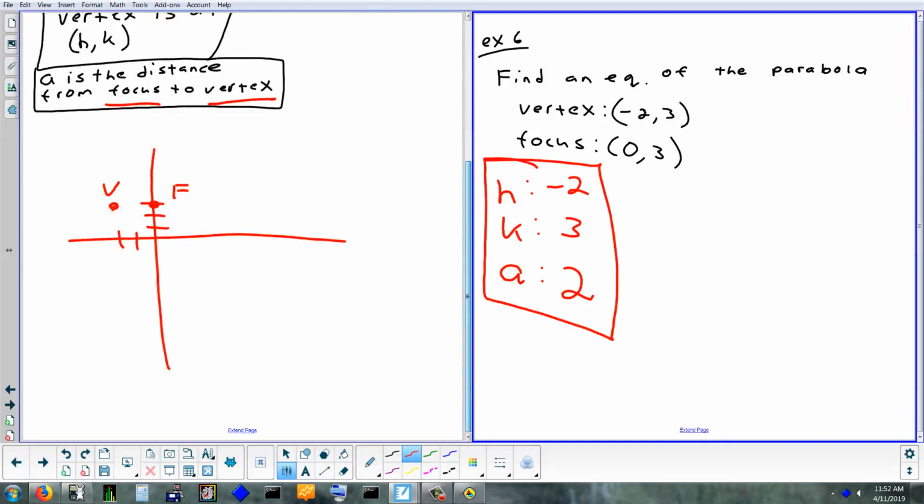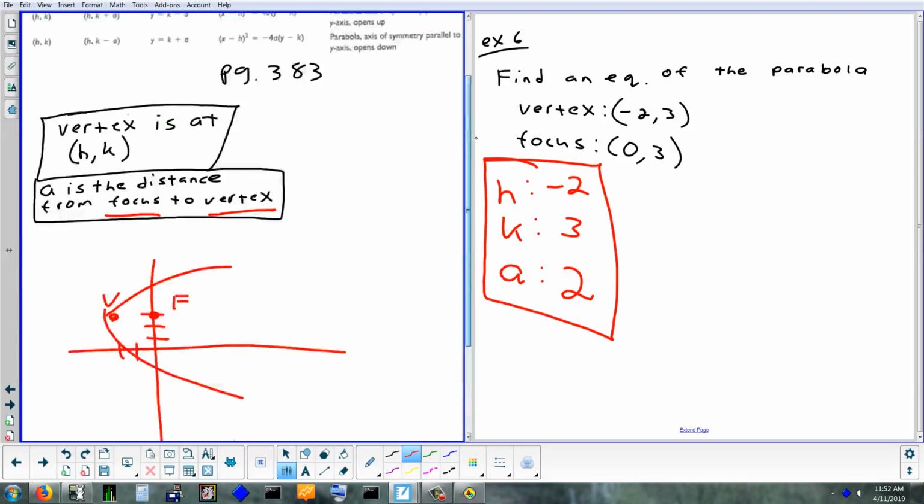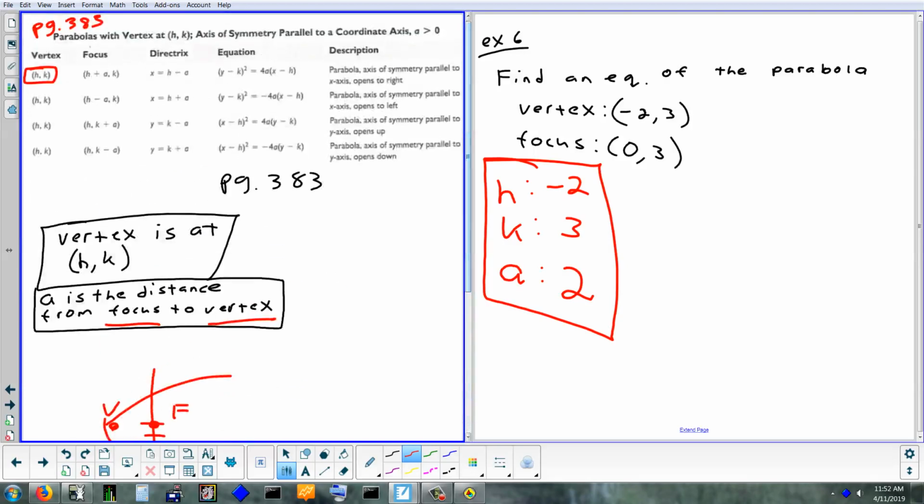Which way does this parabola open? To the right. It's got to open to the right. It has to wrap around the focus. If it opened left, up, or down, it wouldn't do that. Opens right. Let's scroll up. Opens right. There's the formula you want to use.